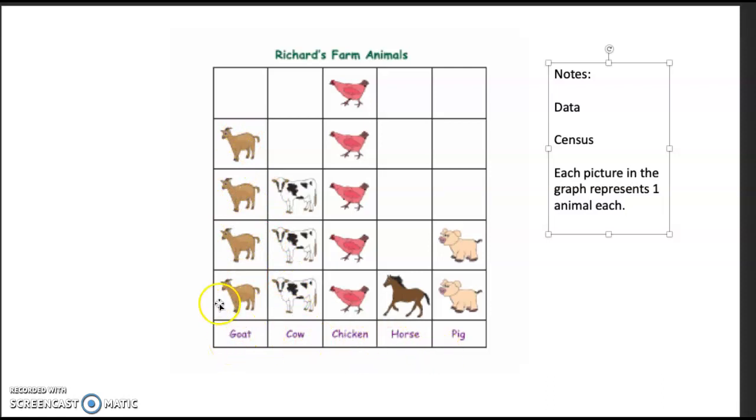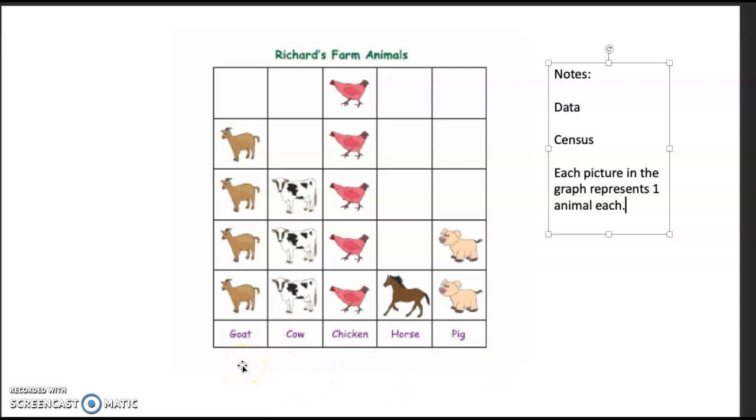And as you can see, the goats and cows, chickens, horse, and pig, they're all nice and neat in a column. That's so we can read the graph as a whole. We can read it as a whole, which means we can see the bigger picture of things. I like to say that, the bigger picture of things. Because when I see this, I see that he has all those animals put together.